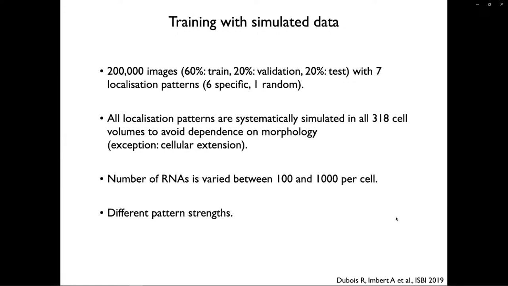This is an important point because simulations do not only generate more data, but they also allow you to reduce the effect of confounders. One confounder is cell morphology, another potential confounder is the number of RNAs, so the expression level. And so this is varied between 100 and 1000 per cell. And then we also have different pattern strength. And this makes a relatively heterogeneous data set from which we can build classifiers.